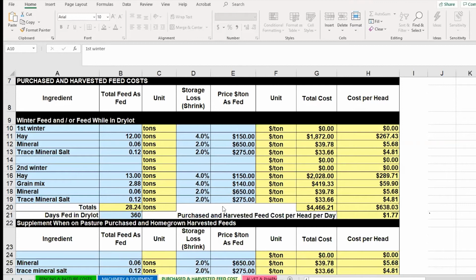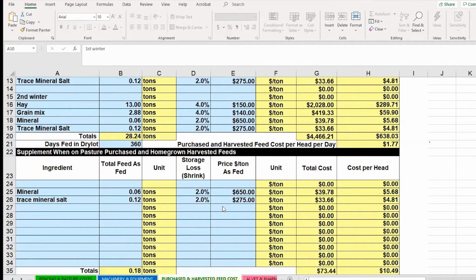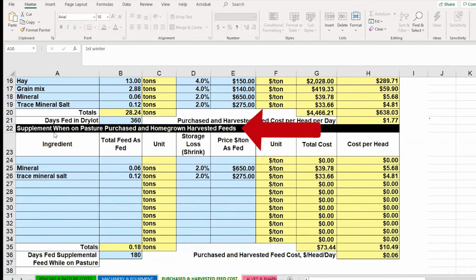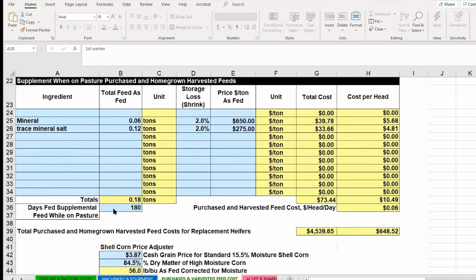And then in the next section here, we've got any sort of supplementation when they're out on pasture. That could include both purchased and any homegrown supplements if you do any grain or anything like that. So in our example here, again, it's how much mineral and salt we have, and you put that in as tons, a shrink loss, and the price, and it calculates that out and also shows you what your daily feed cost is when you enter in the number of days that they're out on pasture.